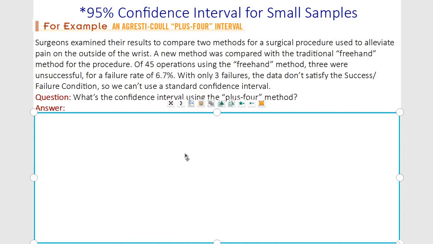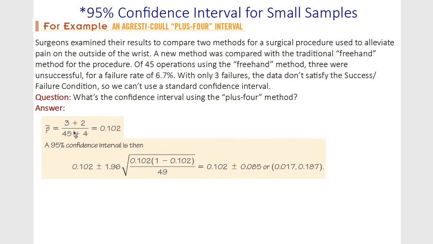How you would do that, you add 2 to the top, 4 to the bottom, and that changes it. Plug stuff in. So going from here, with this 95% confidence interval, watch that z-score, you get this. You can write it as plus or minus, or you can write it as that interval. I think the interval is a little bit easier to read, in my opinion.